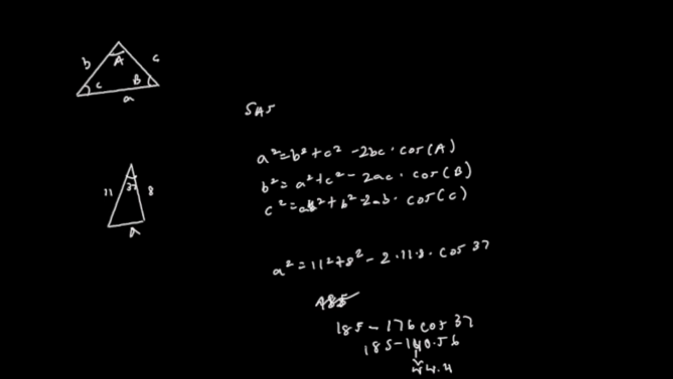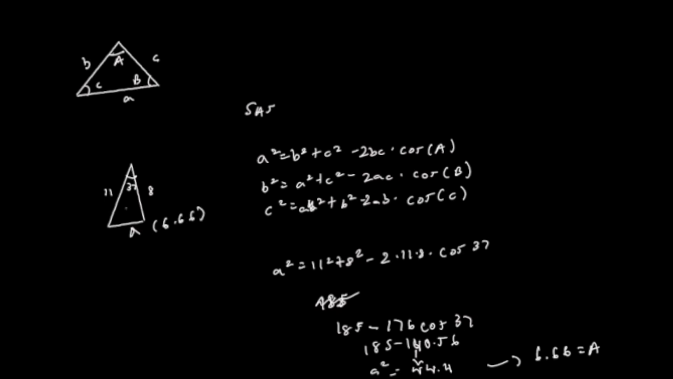But that's not the actual side length because it's a squared. So then what we have to do is find the square root. We do the square root function on our calculator, and we get a value of 6.66 for a. So now we know this is 6.66.